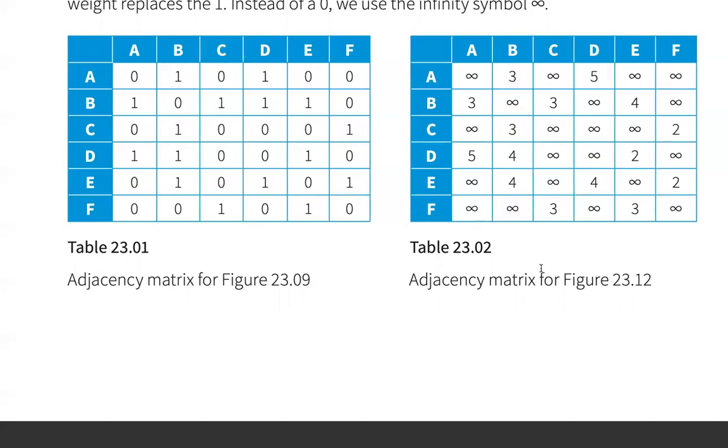The difference between this adjacency matrix and the other one is that this one is for figure 23.09, which simply represents which vertices have a direct edge between them or not. There is no mention of any cost. Whereas this one, on the other hand, shows the weighted graph of the same London underground map. In this case, if I don't have a direct link, I will label that as infinity. If I do have a direct edge between two vertices, I will simply write the weight value of that particular edge. Okay.